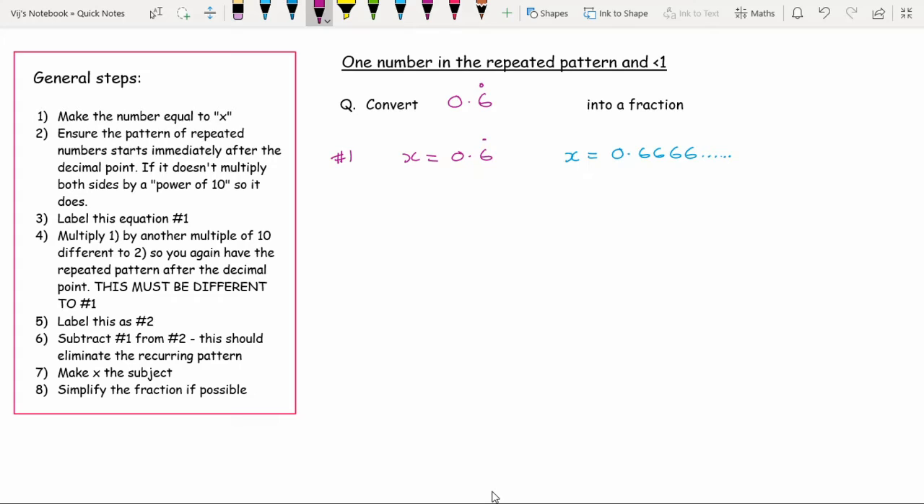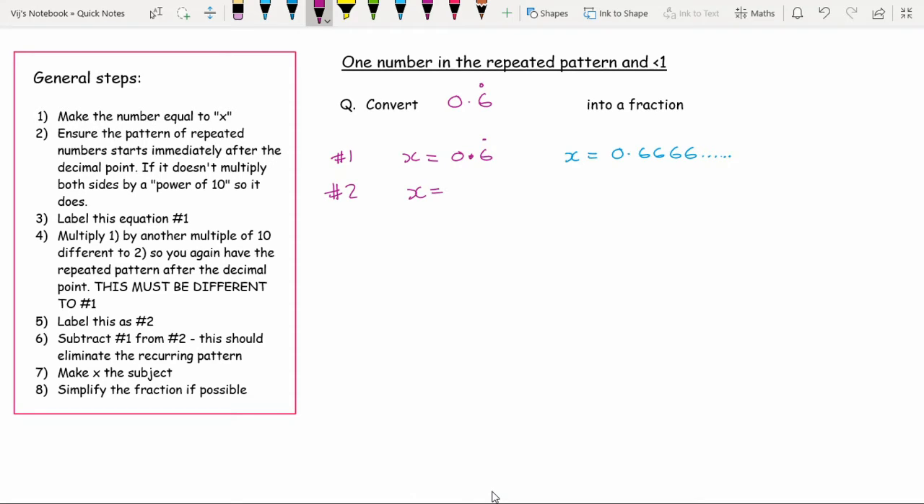Now from this, the next steps, that's the first step done. For the next step, what we then need to do is ensure the pattern of the repeated numbers starts immediately after the decimal point. If it doesn't, multiply both sides by the power of 10. Now this second part doesn't really apply to this question, because in this particular question our 6 is the repeated pattern, and you can see that this is the start of the pattern, I should say, and the 6 starts straight after that decimal point. So number 2 is actually going to be absolutely fine.